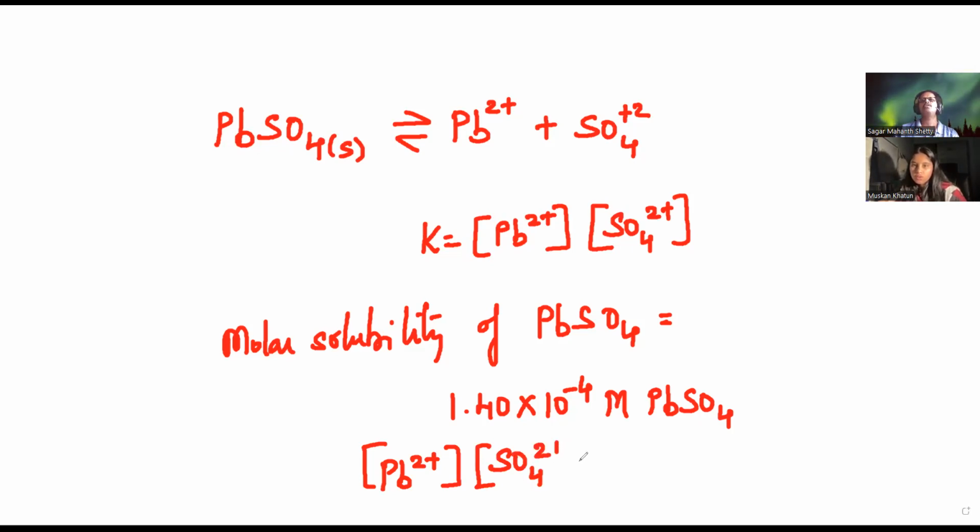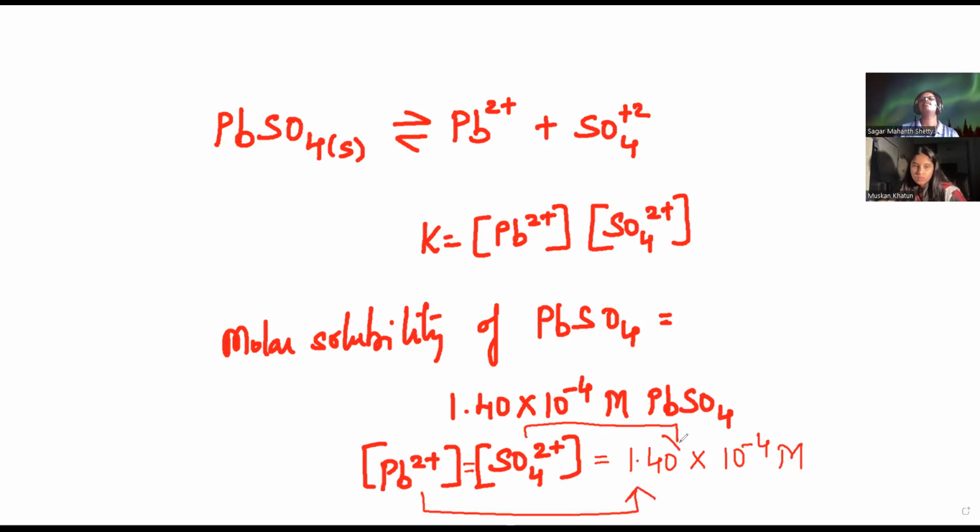So these two, lead and sulfate, are always equal to 1.40 times 10 to the power of minus 4 M. That means lead has the same molar value, and sulfate will have the same molar value. So when these two combine, what would happen now? Because lead as well as sulfate have the same value.